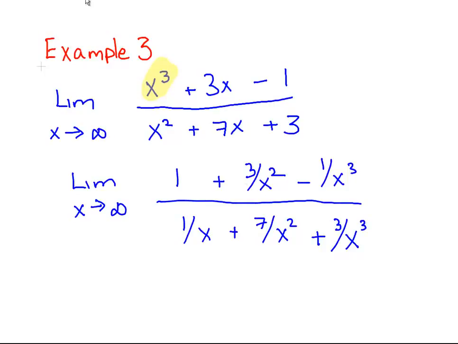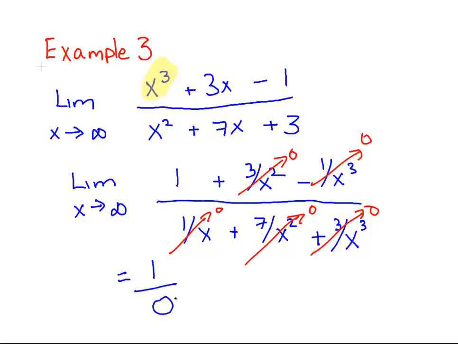Essentially, if it's something divided by x or x squared or x cubed, it goes to 0. So that goes to 0, that goes to 0, 0, 0, and 0. So 0 there and 0 there. So what are we left with here? We're left with 1 divided by 0. How do we interpret that? Essentially, we're going to say that the limit of this function is plus infinity.